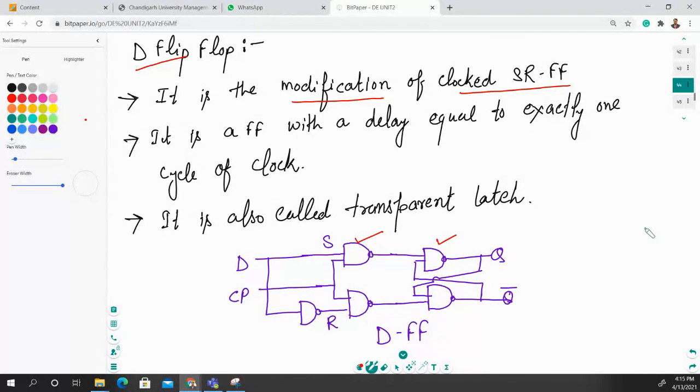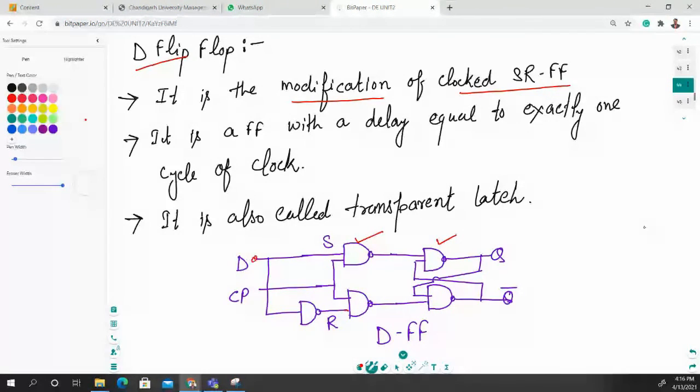So we replace these NOR gates with the help of NAND gates. We are using two NAND gates right here, two NAND gates right here, and one NAND gate at this D inverted input. You have to apply the D input to this S and R type of input. It is a flip flop with a delay equal to exactly 1 cycle of a clock. It is also called a transparent latch. So this is the simplified diagram for your D type of flip flop.